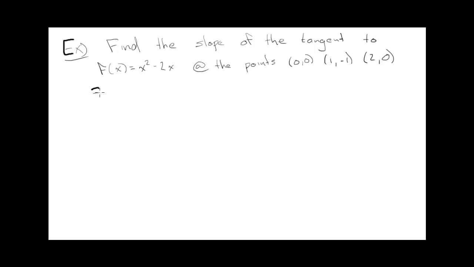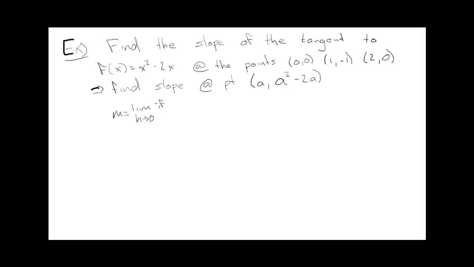So to save us some time, instead of doing it at these specific points, find the slope at a general point. Let's let our x value be a, and our y value then would be f at a, or sub a into there. So a squared minus 2a. So then m would equal the limit as h goes to 0 of, well, I'll just write the formula down right now.